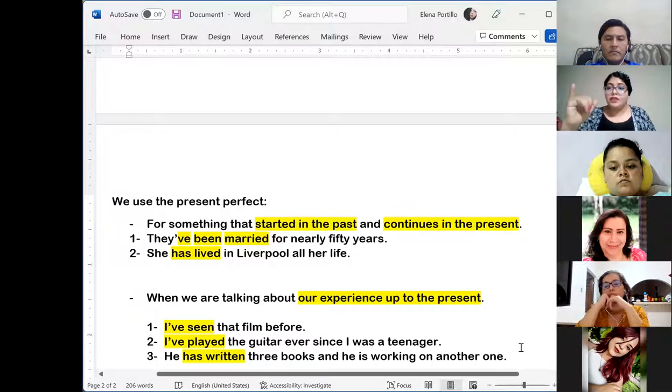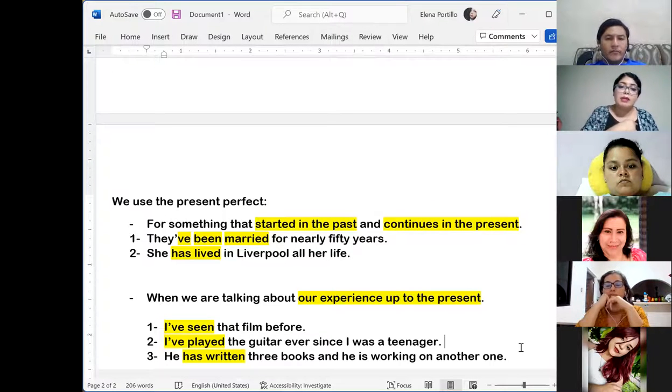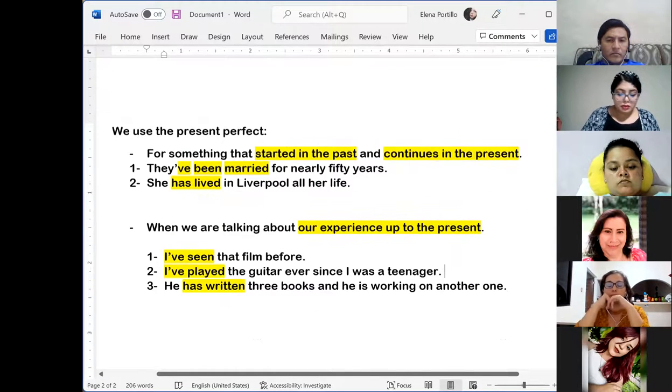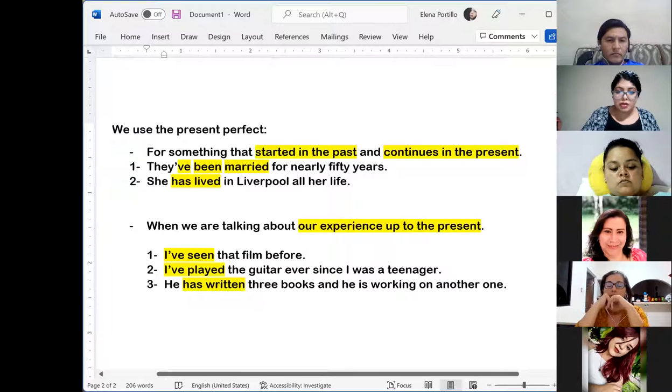So in the first one, en los usos, en el primero tenemos algo que comenzó en el pasado y que continúa en el presente. En el segundo uso, tenemos de hablar de nuestra experiencia para algo del presente. Now, we are going to see the number three of the uses of this structure or this tense.